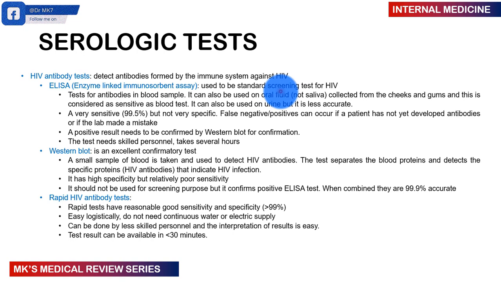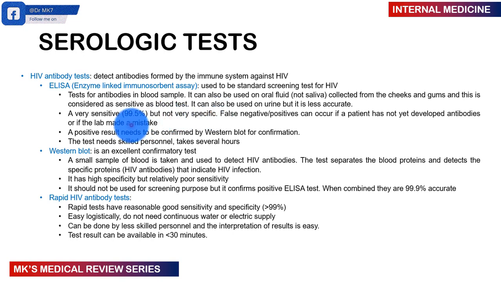It's actually as sensitive as blood. It can also be done on urine, but urine is not as accurate as blood. It's not as accurate as the oral fluid. This test is actually very, very specific, about 99.5% specific for HIV, but it's not so sensitive. So it means that you may get some false negatives, false positives if the lab makes a mistake, or if the patient has not yet developed antibodies, because remember, this is an antibody test.